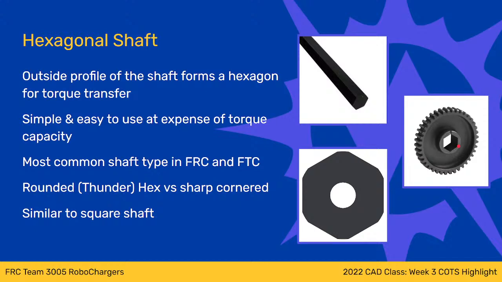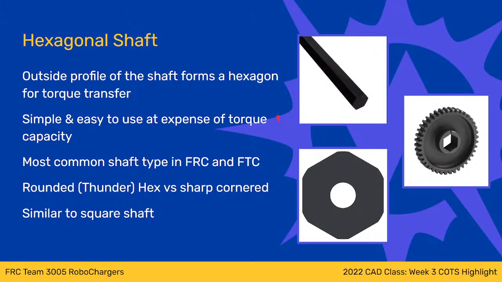So there's also square shaft. Square shaft is also relatively common. It's used in the Vex robotics competition. Their shafts are usually square. So we don't really use any square shaft, but it's reasonably common.